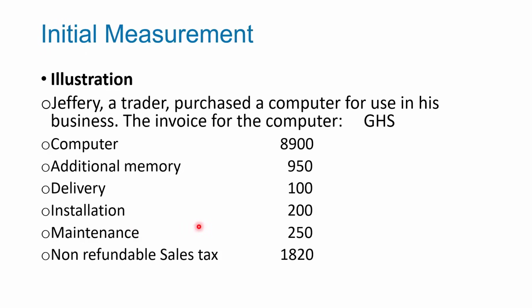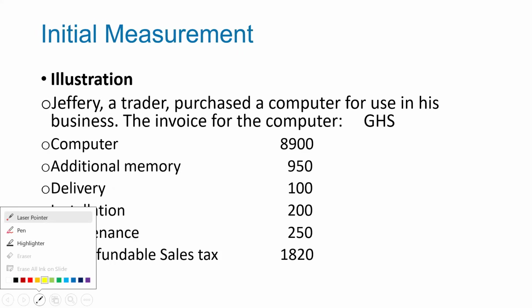Most of you are getting 11,970. Did everybody get that? So can I move on? How did you get it? Did anyone get a different figure? So let's start. Computer, the purchase price of 8,900. Should it be part of the cost? Somebody got 12,220. Somebody got 12,970. More different figures.